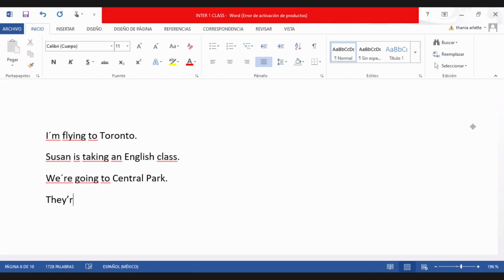Okay, and the last one. They are having breakfast at the hotel. Okay, you have those four examples, guys. Now, they are in the present continuous, right? This structure is for the present continuous. How do we know this is in present continuous?